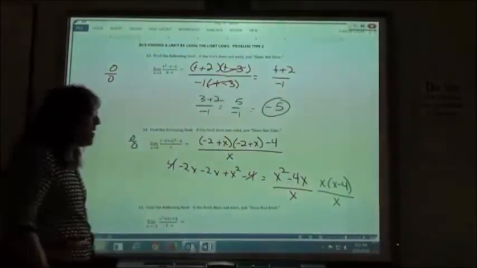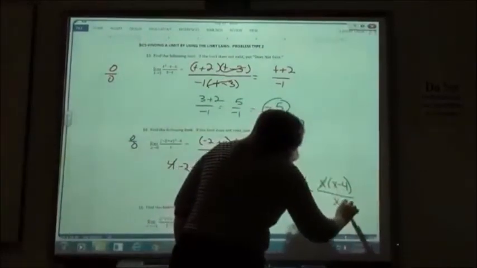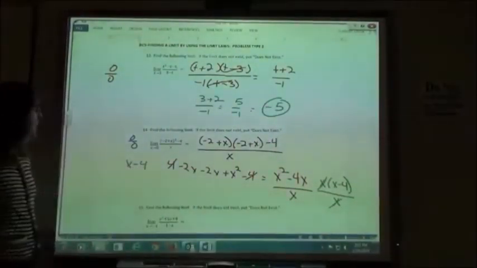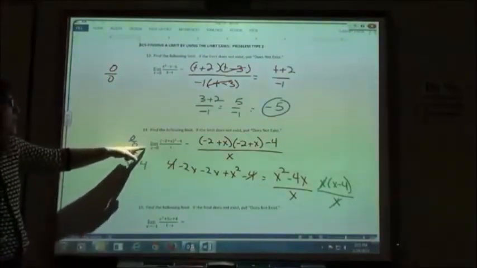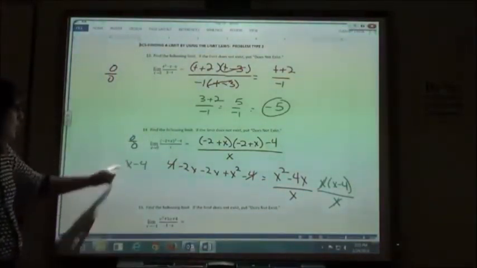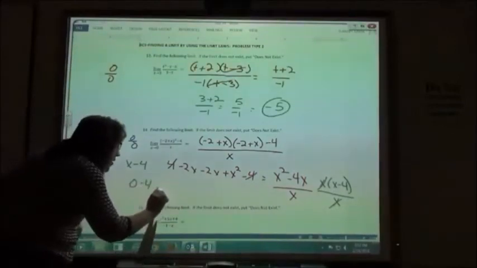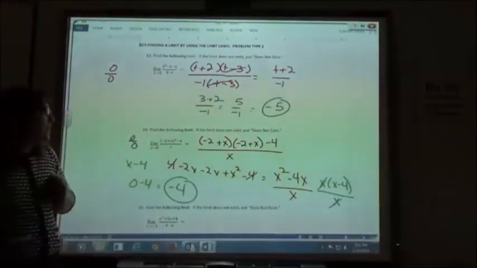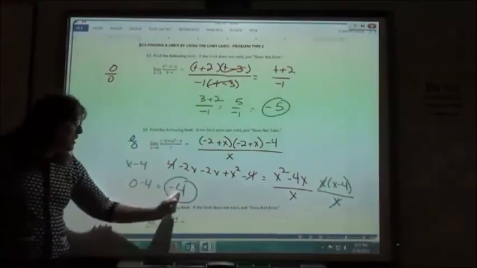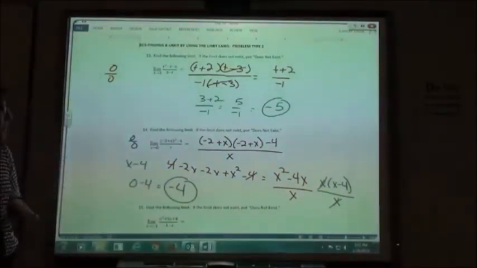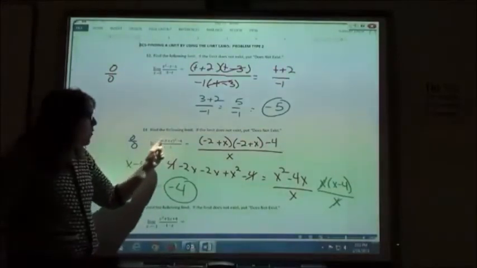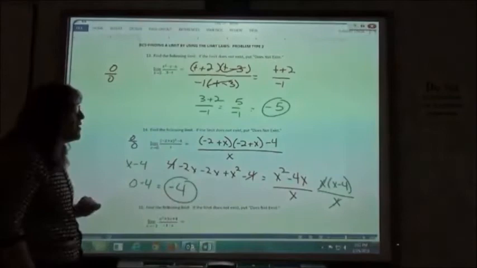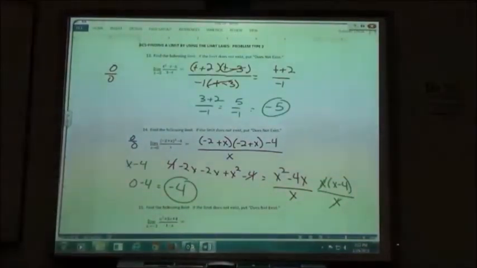Now I can simplify my expression because I can cancel out the x's. I just get x minus 4. So if I evaluate my expression as my limit approaches 0, 0 minus 4 gives me negative 4. So the limit as x approaches 0 of this expression is also just going to be negative 4. So in this one, we had to FOIL it out first, then we could factor our quadratic expression and reduce our fraction down to the lowest terms.